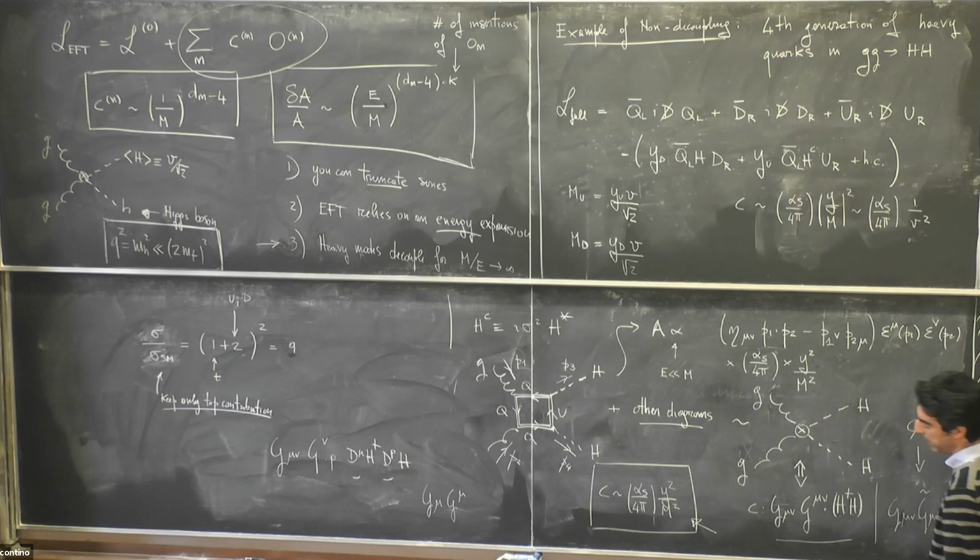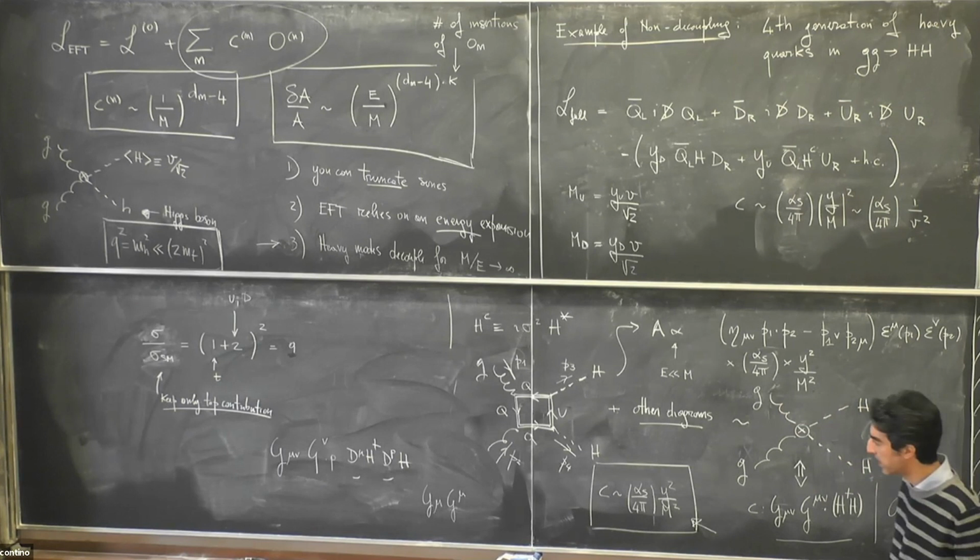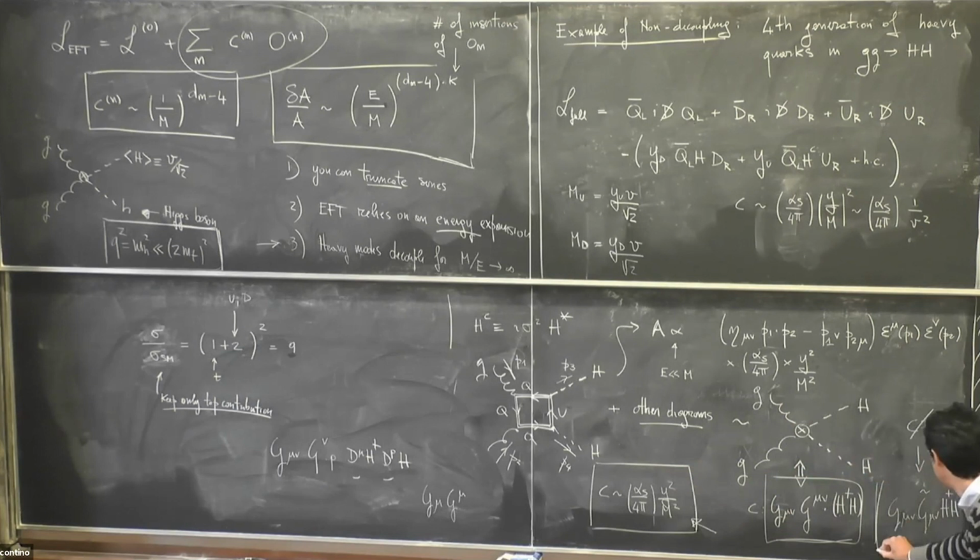That's the leading term. Then, of course, there are other operators that you can construct with more derivatives. For example, derivatives could also act on the field strength, but these are dimension 8 operators. So these two are the only possibilities. Right. Thank you. That was very clarifying.